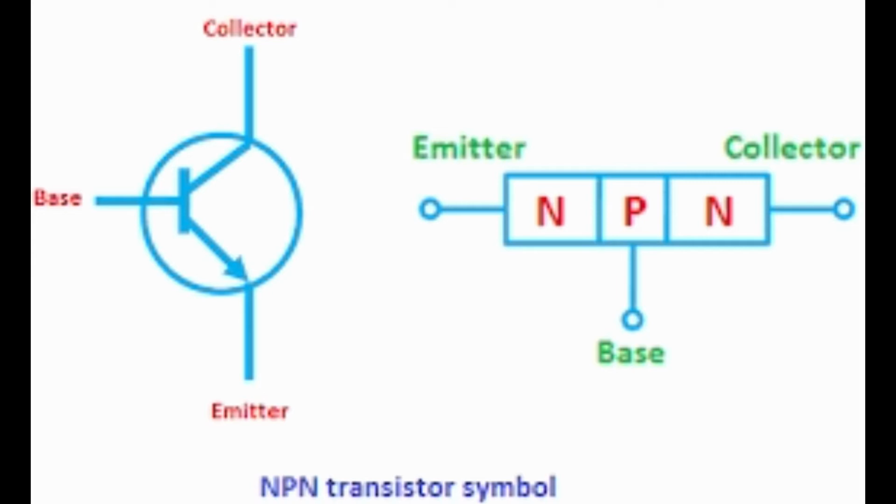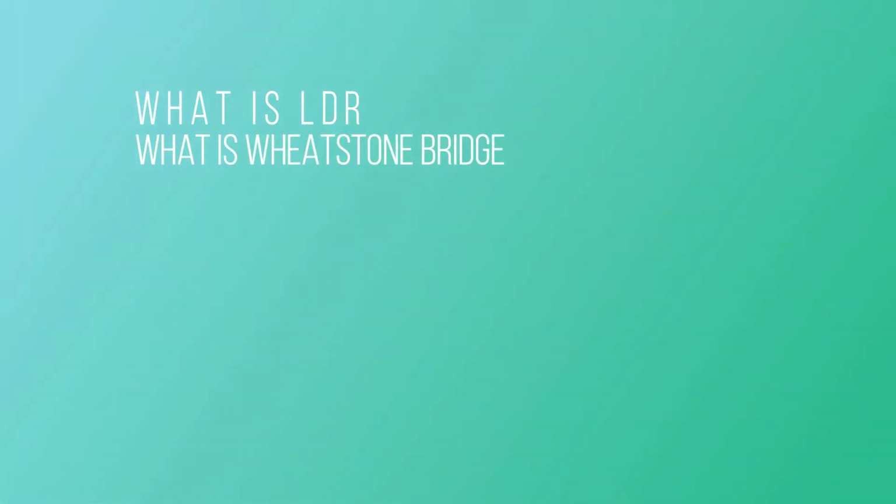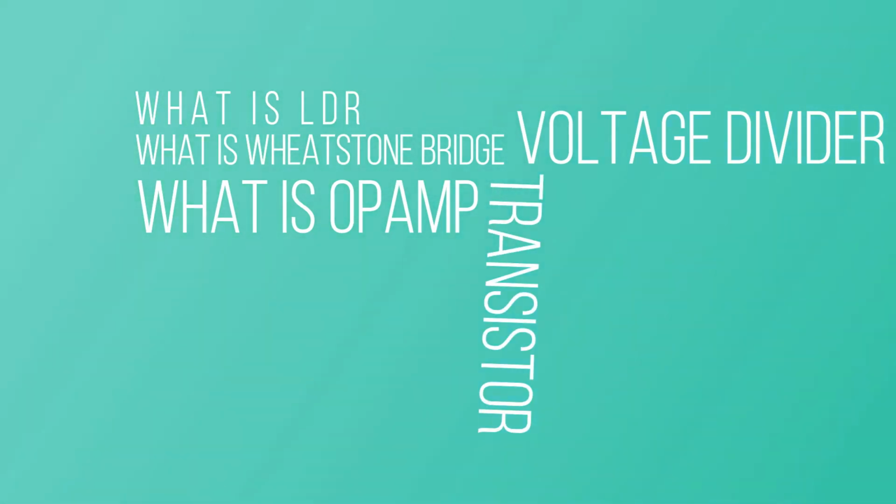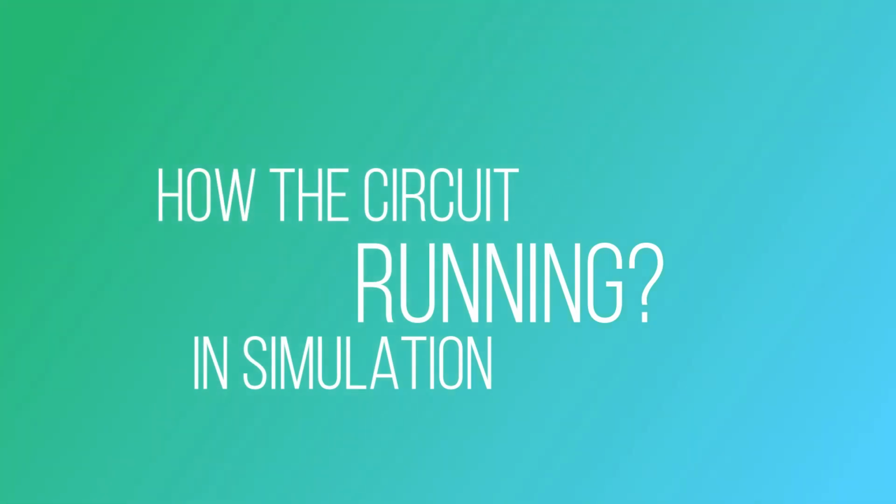A bit of current on the base produces a current of maybe 100 times more, depending on the transistor, through the collector and emitter. We know what an LDR is, what a Wheatstone bridge circuit and voltage divider are, we know what a relay and transistor are, and now we want to show you how the circuit runs in simulation.